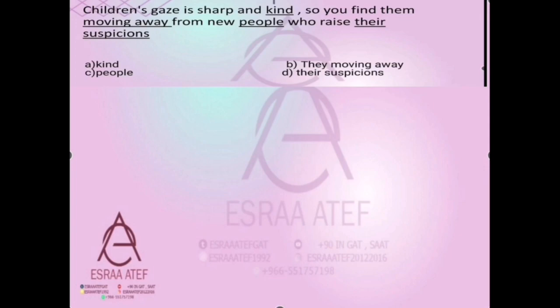Okay, here the children gaze is sharp and kind, and so you find them moving away from the new people who raise their suspicions. So the wrong word here is kind. Their gaze is sharp, and we can say it's cute, or accurate. So the wrong one is kind.